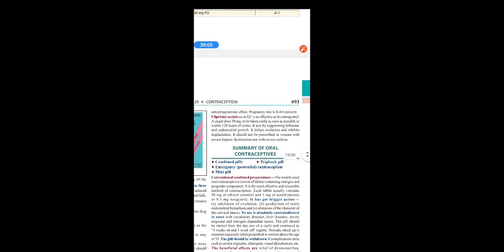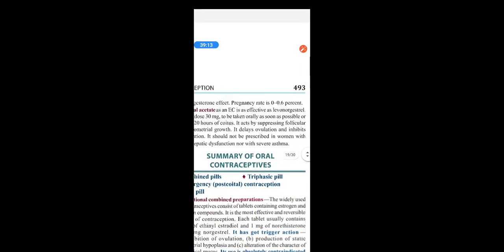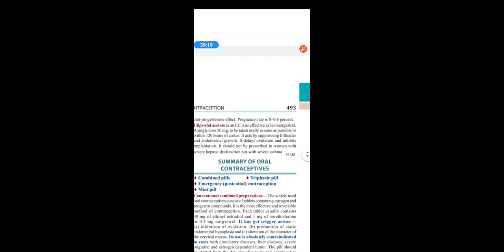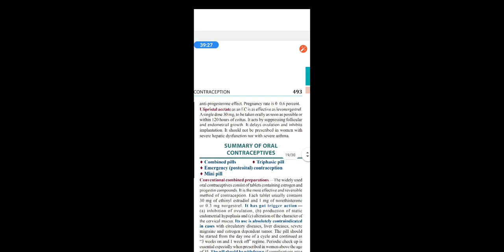Ulipristal acetate is as effective as an emergency contraceptive as levonorgestrel. A single dose of 30 mg is to be taken orally as soon as possible after coitus. It acts by suppressing follicular and endometrial growth. It delays ovulation and inhibits implantation. It should not be prescribed in women with severe hepatic dysfunction nor with severe asthma. So in asthma and liver problems it is contraindicated.